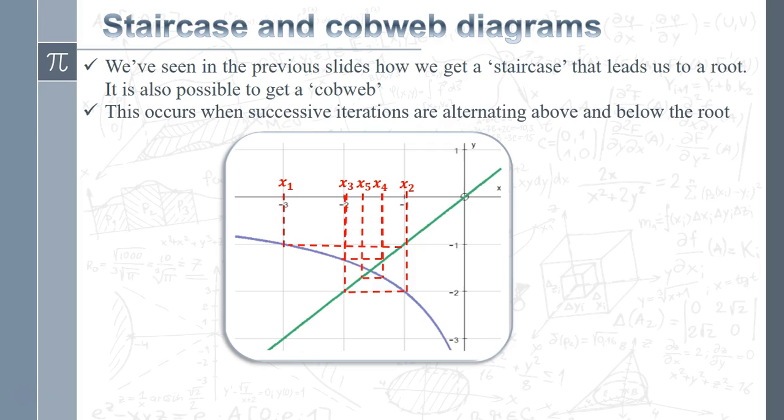So you might get a question that says, if you see successive iterations that are alternating above and below the root, then you know that's going to translate to a cobweb diagram. Okay, and there you go. And so there's all the bits and pieces surrounding iteration.